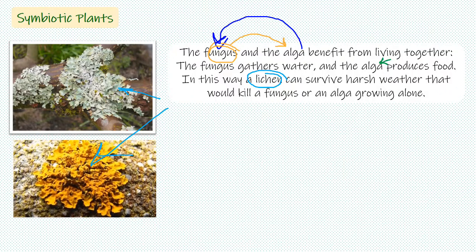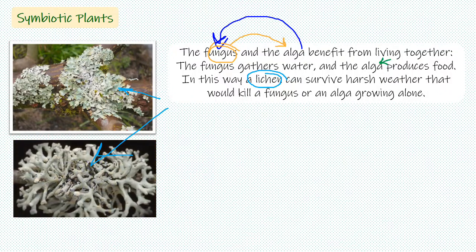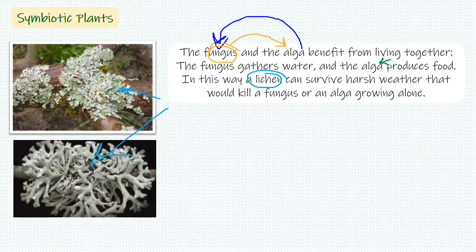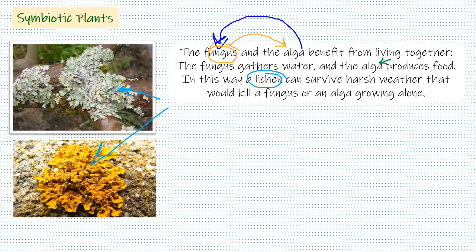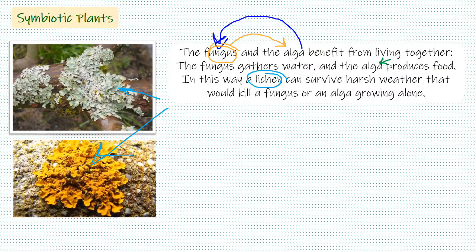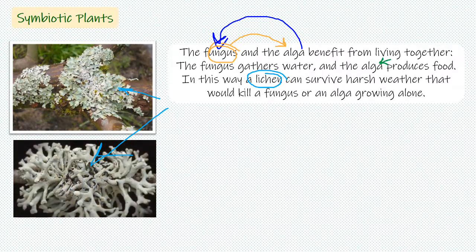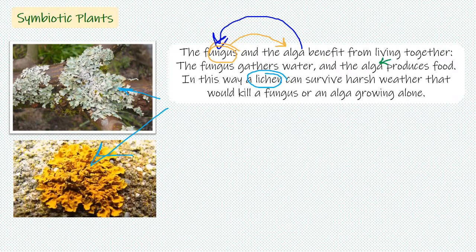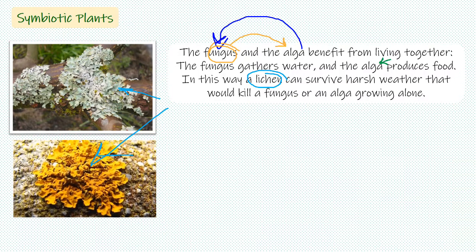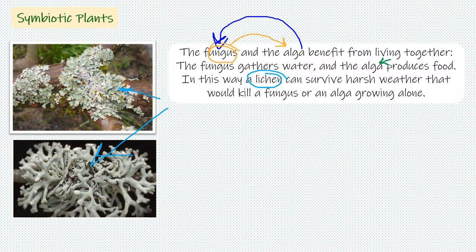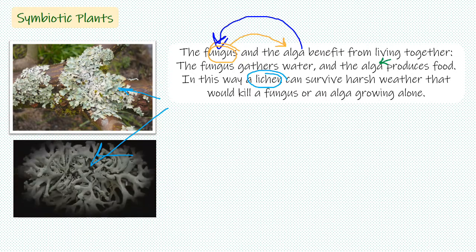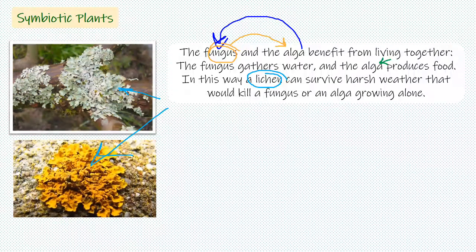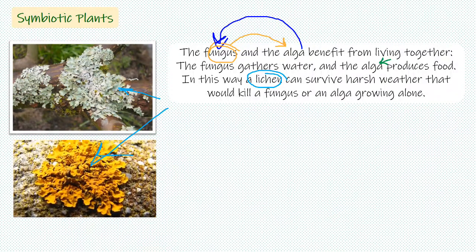In this relationship, both organisms are happy, right? The alga is happy since there is an organism providing it with water and minerals, and also the mushroom is happy because there is someone providing it with food. Both are happy, both are helping each other. This is a good example of symbiotic relationships.